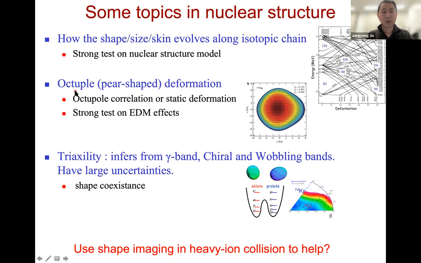And so people also want to measure the higher order deformation, especially the octupole deformation, because evidence for octupole deformation has been observed. And they want to understand whether it is a static deformation or purely octupole correlations, in other words, a vibration mode. They also try to determine the triaxiality. And the experimental information on this is actually very complicated. It's very hard to measure this precisely because, I would say, the potential energy surface is quite shallow, right?